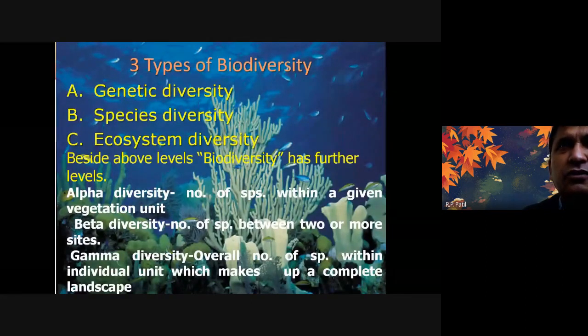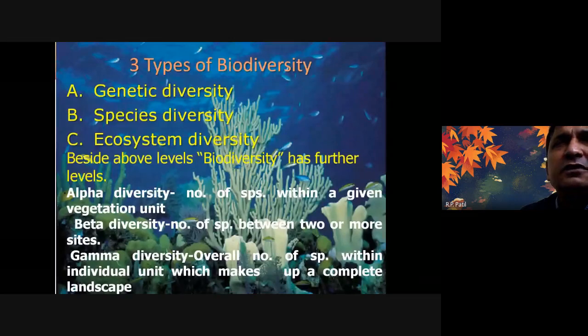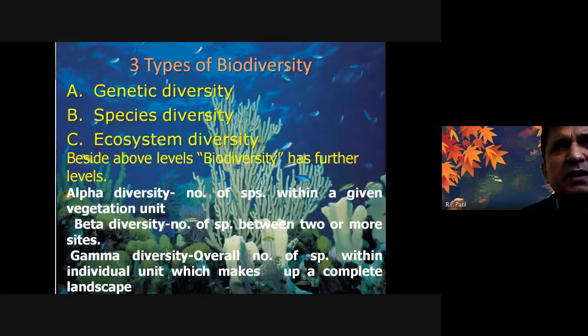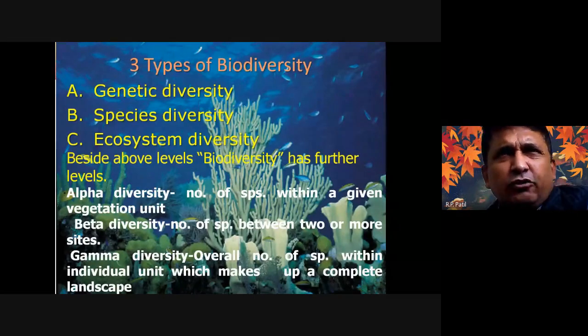So it may be the aquatic diversity or the terrestrial diversity. All such different types of habitat result in the ecosystem diversity. So this is totally based upon the dwelling place. It is called the ecosystem diversity.